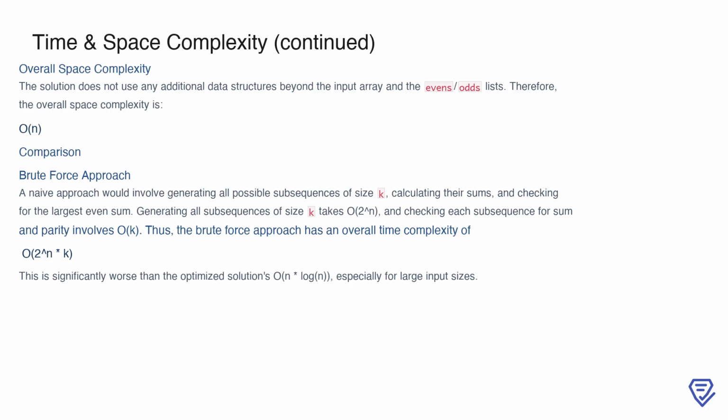To put this into perspective, let's compare the optimized approach with a brute force method. A naive approach would involve generating all possible subsequences of size k, calculating their sums, and checking for the largest even sum. Generating all possible subsequences of size k from an array of length n would take O(2^n), and checking each subsequence for its sum and parity would require O(k). This results in an overall time complexity of O(2^n * k), which is exponentially worse than the optimized solution's O(n log n), especially for larger input sizes.